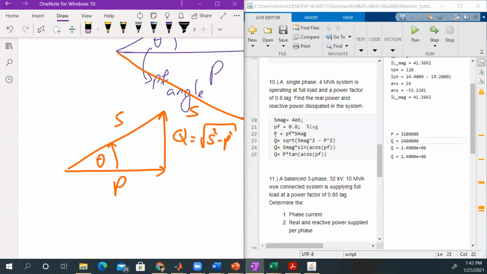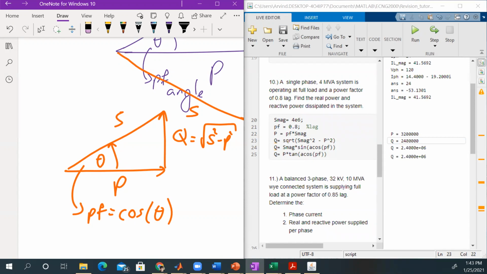Or we could say Q is equal to S sine theta, right? Our cos of the power factor gives us theta here. You know, the power factor is equal to cosine theta. So theta is the arc cosine of the power factor. So we could use S by sine theta, or we could use P by tan theta, and all of those should give us the same things, right? So whichever way we do it, we should get the same thing, right?